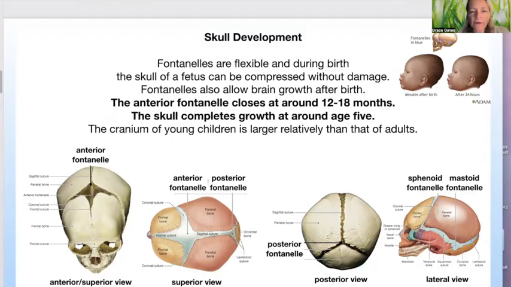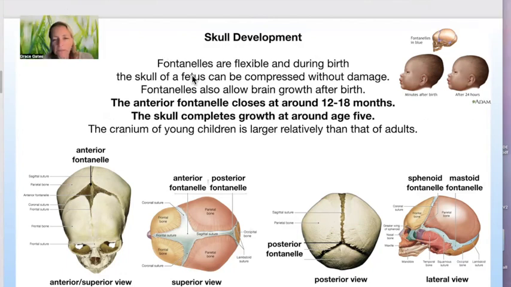Okay. The fontanelles are flexible, and during birth, the skull of a fetus can be compressed without damaging the brain. The fontanelles also allow brain growth after birth. The anterior fontanelle closes at around 12 to 18 months. The other fontanelles close earlier. The posterior fontanelle closes at around 2 months. The skull itself completes growth at around age 5.